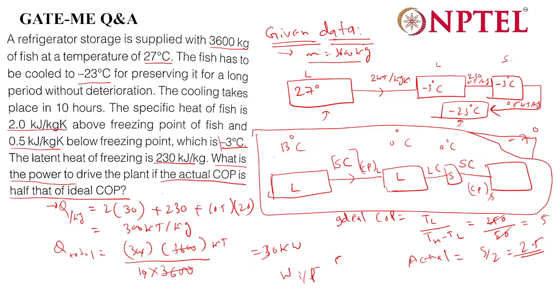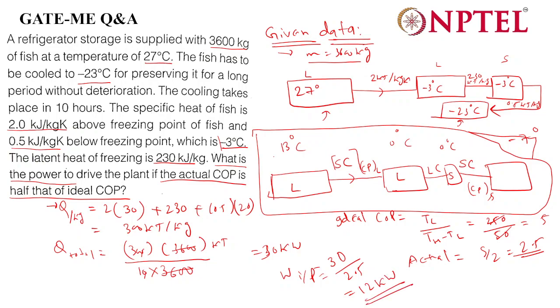Q by COP. Desired effect by actual COP. So here would be whatever amount we have to extract. 30 kilowatts, 30 divided by 2.5. So the total will become 12 kilowatt.